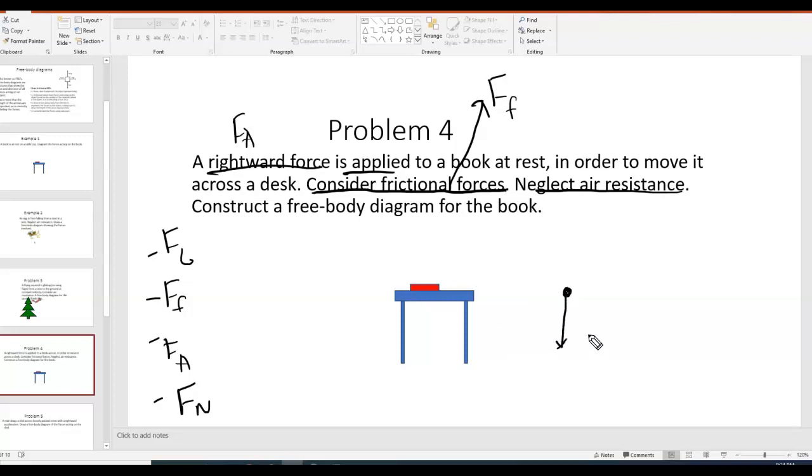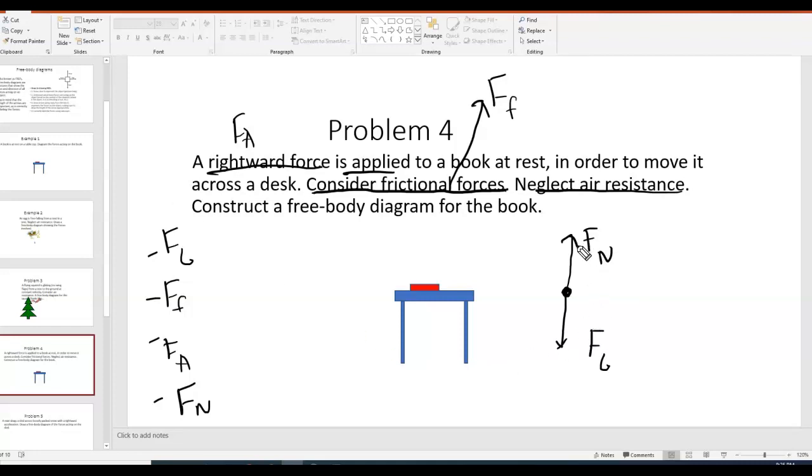I have the force of gravity going down. How do I know that? Because gravity goes down. The normal force, remember, always acts at a 90-degree angle to the surface, so the normal force is going to go up, and the normal force is going to balance out the force of gravity. The reason I know that is because the book is being pushed to the right. The book is not going to fall down to the ground. It's not going to fly up into the air. So those two forces going up and down have to balance each other out.